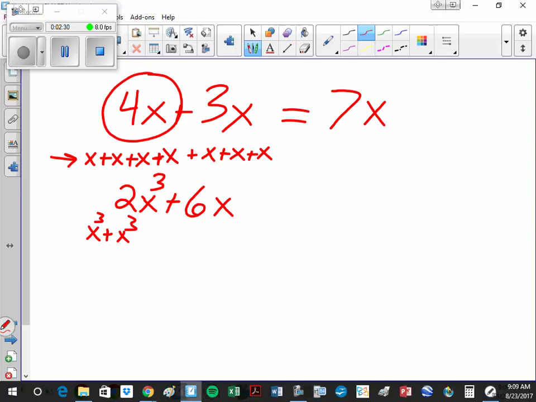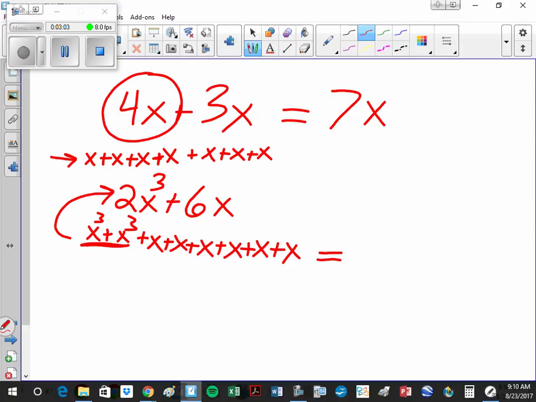Okay. Right, so this here can be turned into that. What is 6x really? It's just 6 copies of the variable x. So 1, 2, 3, 4, 5, 6. Now when you look at it that way, how many x to the thirds do I have? 2. How many x's do I have? 6. Can I combine them?